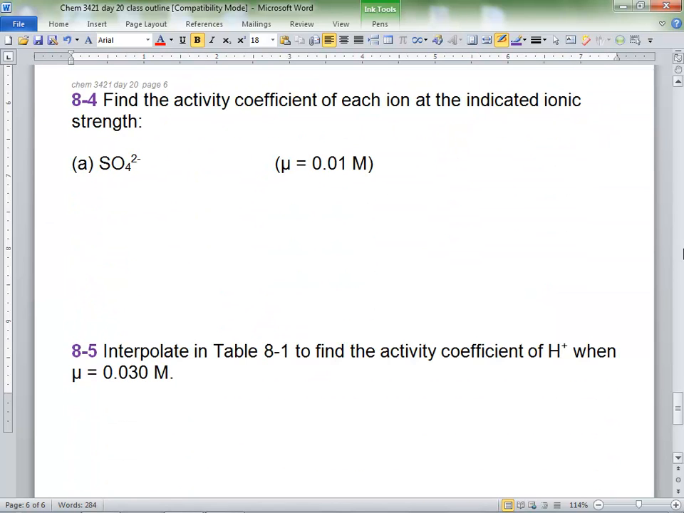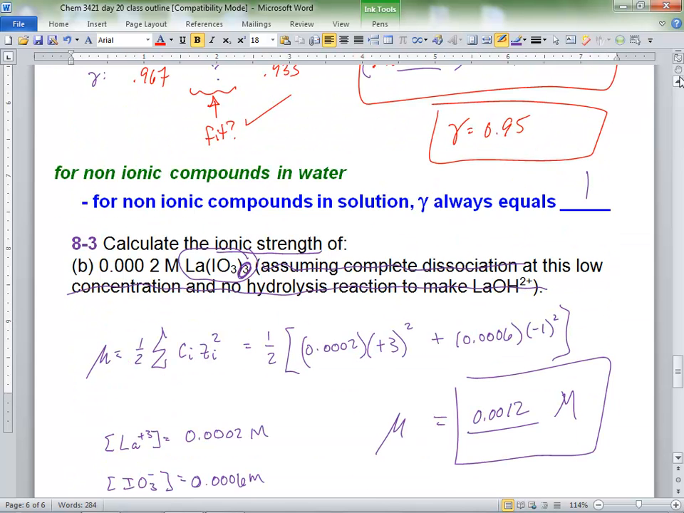All right. See if you can knock these out and we call it a day. Find the activity coefficient of each ion at the indicated ionic strength. Sulfate, 0.01 molar, and hydrogen ion. Several folks got 0.001 too. Did you get that, Andrew? Yeah. Okay.